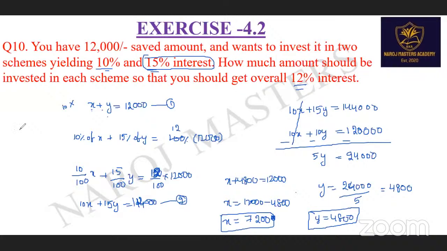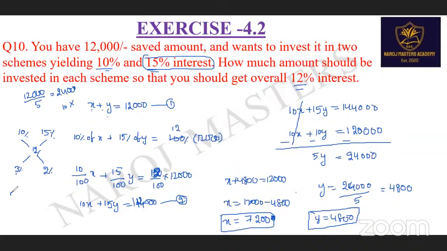But the trick is, 10% scheme, 15% scheme. So you need to get 12% overall interest. So the difference is here 3%. Here is 2%. 10 minus 12 means the difference. No need of calculation here. Just the difference. So total 5% is there here. So our total amount is 12,000. 12,000 by 5. So how much is it? 2,400 units.